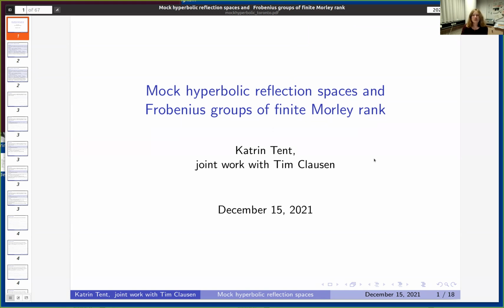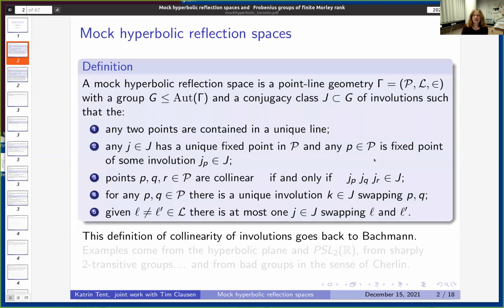And so my title is Mock Hyperbolic Reflection Spaces. And let me start with the definition. It's not a definition that you're supposed to know. It's some kind of natural point-line geometry interacting with reflection groups. So this is joint work with my student Tim Clausen, and this is where we introduced this notion.